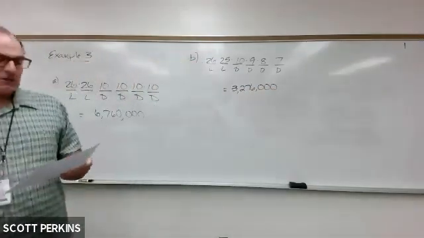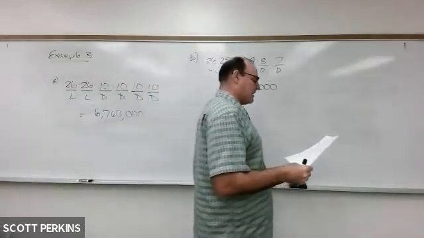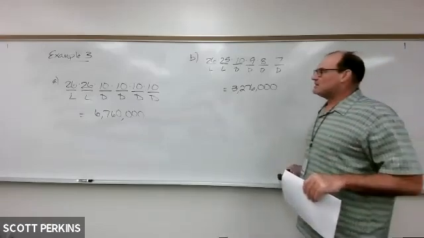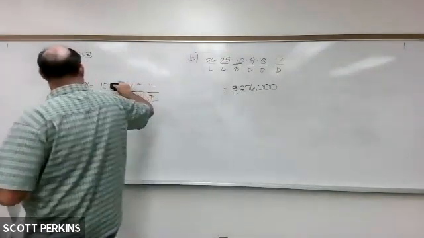3,276,000. Okay, so I would like you to do the C part, please. The C part gives some even more detailed restrictions, so you can figure out how many options there are.